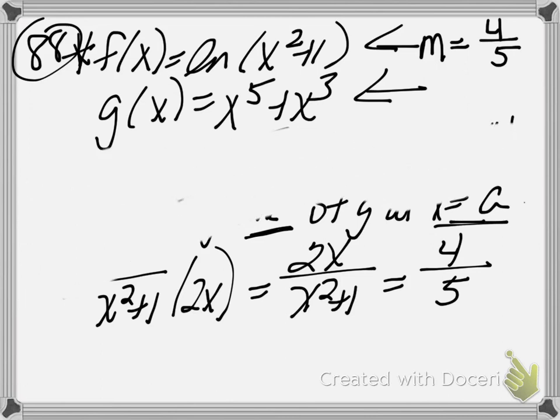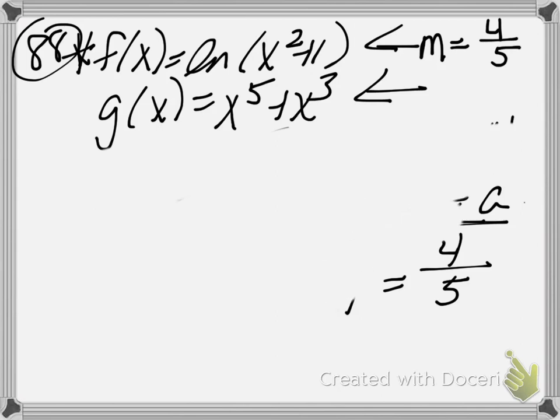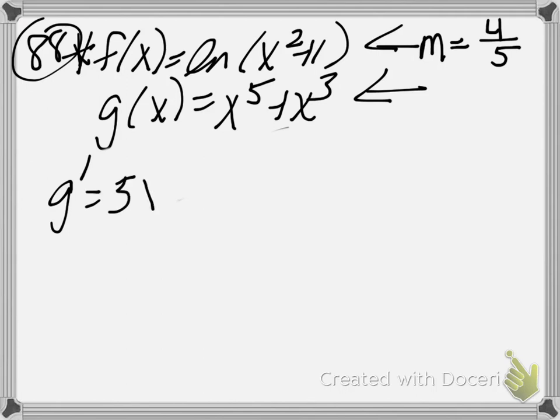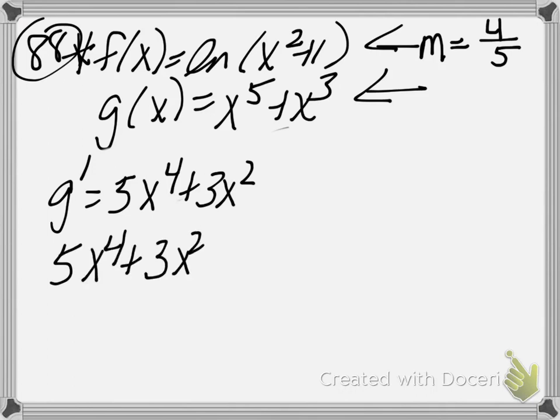Now we know that the slope of the tangent line to g also must be 4 over 5 because slopes of parallel lines are the same. So let's find g prime. And we're going to set that equal to 4 over 5. Okay, so there's no way for us to solve this by hand, so we're going to set it equal to 0.